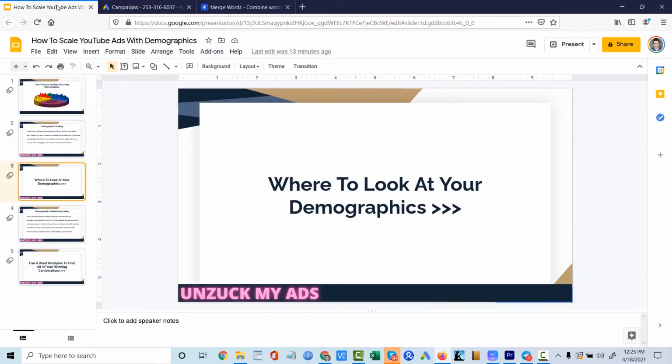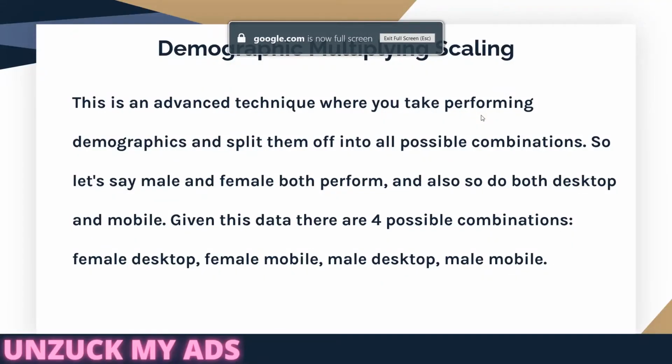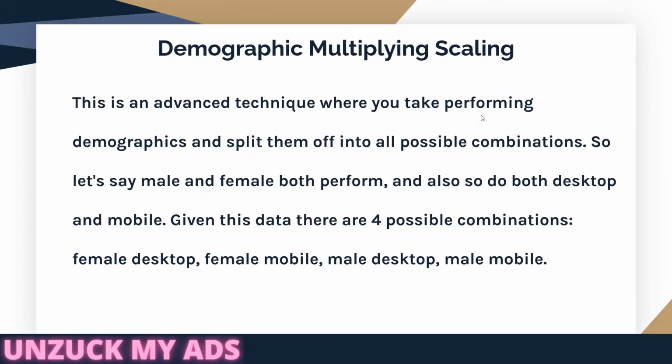Now, there's an added layer of complexity to this. It's called demographic multiplying scaling. So what is this? This is an advanced technique where you take performing demographics and split them off into all possible combinations. So let's say male and female both perform, and also so do both desktop and mobile. Given this data, there are four possible combinations. There are four combinations that you should duplicate this out into: female desktop, female mobile, male desktop, and male mobile.